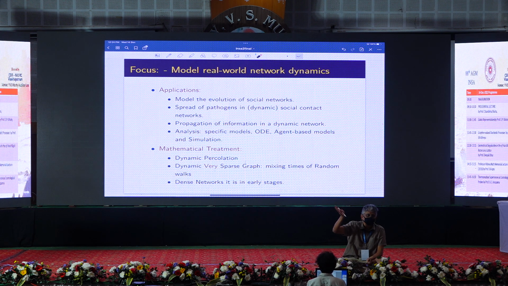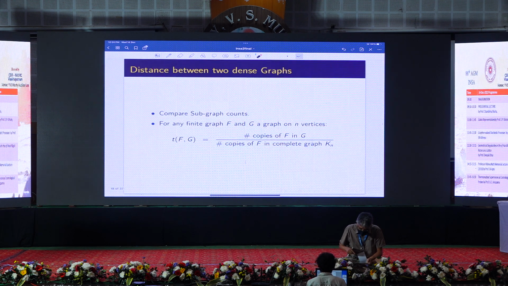Because you have n squared edges, if you want to see interesting dynamics in the limit, you have to alter n squared edges. You can't alter n edges and assume you'll see it in the limit. Okay, let me show you why that's the case. So I'll begin now the mathematics part of the talk in the last 10 minutes. I hope it's not too dense.